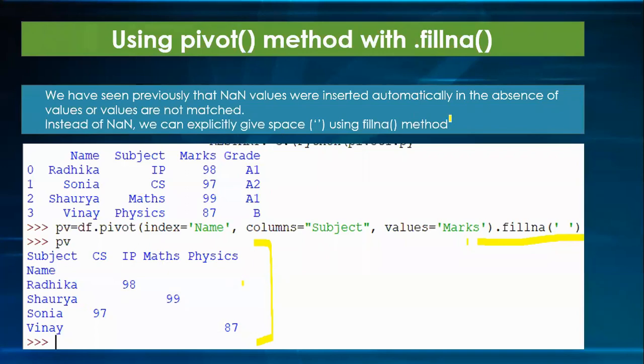Let us see this blue box now. We have seen previously that NaN values were inserted automatically in the absence of values or values that are not matched. Instead of NaN, we can explicitly give space using fillna method. I think this is clear to you.